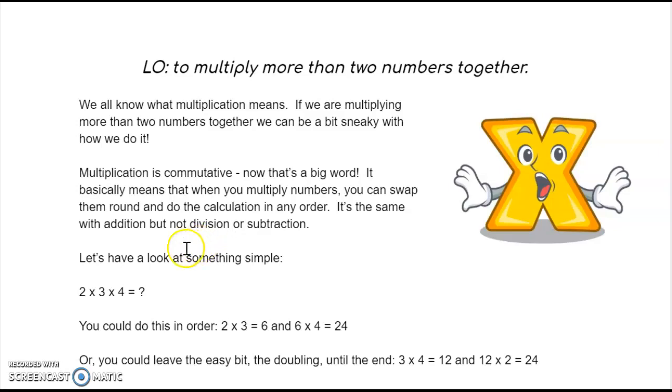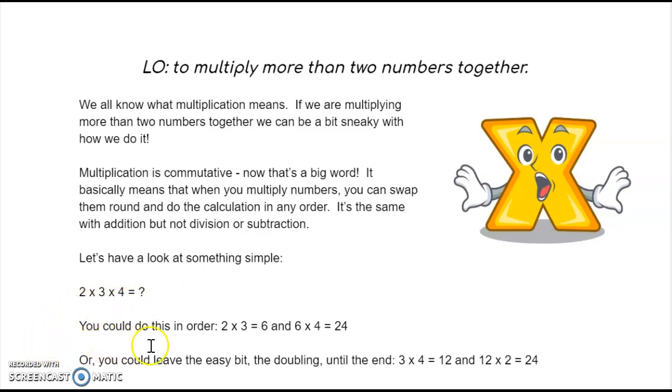Now that's the same with addition. If you're adding numbers up, you can swap them round and do them in any order. It's not the same with division or subtraction, but multiplication is commutative. You can swap all those numbers round. Sometimes it makes a question easy to do if you do it in a different way. Let's have a look at something simple. How about 2 times 3 times 4?